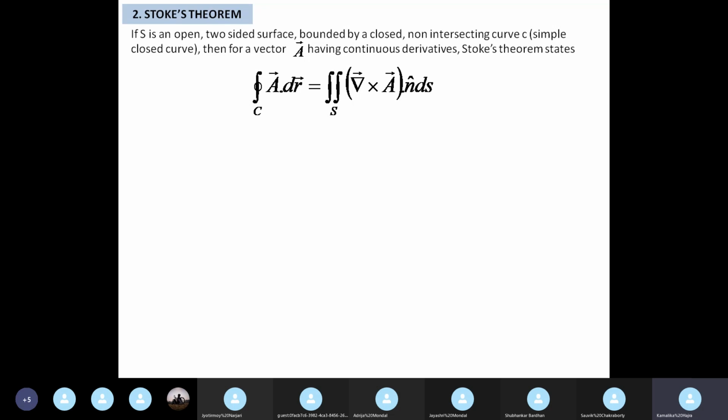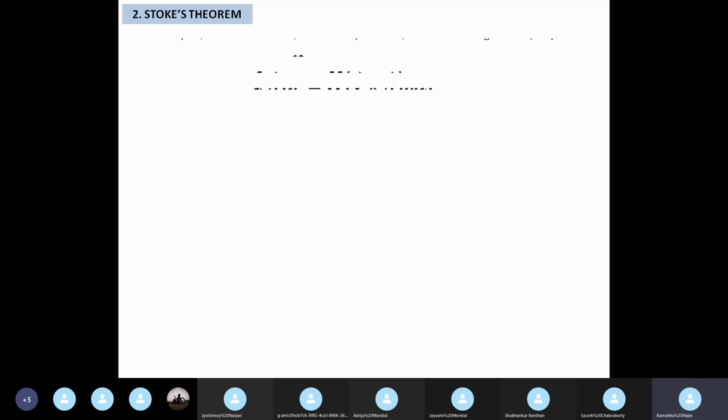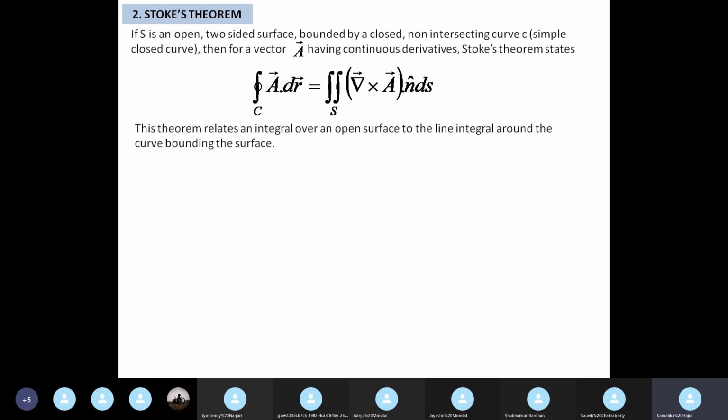Okay? We have to remember that this, just as I told you, relates an integral over an open surface. Just remember that this is an open surface, unlike Gauss's divergence theorem, but the boundary is a closed curve.